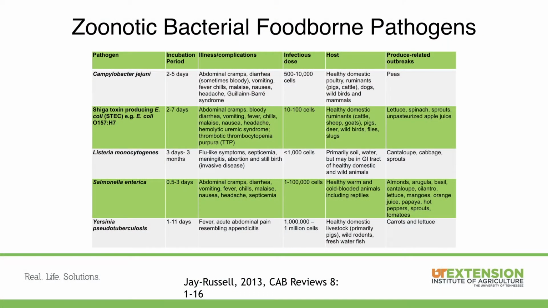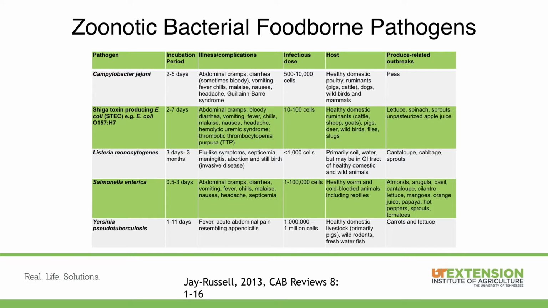There have been a lot of different produce-related outbreaks. So we've had almonds, arugula, basil, cantaloupe, cilantro, lettuce, mangoes, orange juice, papaya, hot peppers, sprouts, and tomatoes, all associated with Salmonella. Tomatoes, we have a lot of people growing tomatoes, and Salmonella tends to be one of those things that we see more commonly associated with tomato outbreaks.